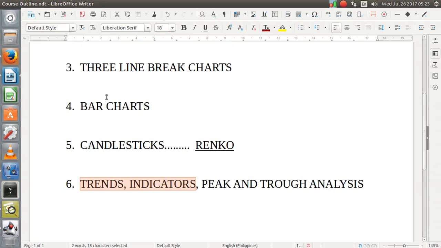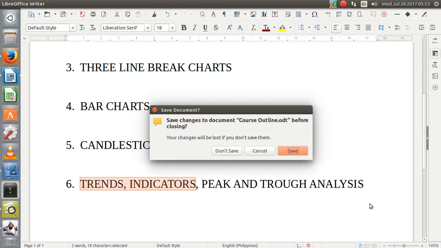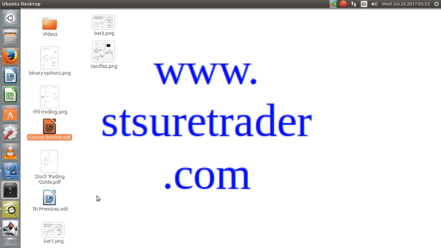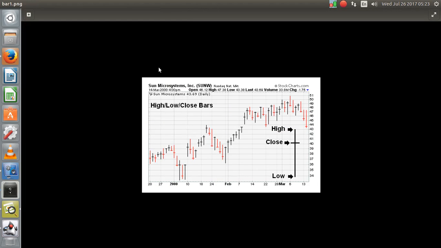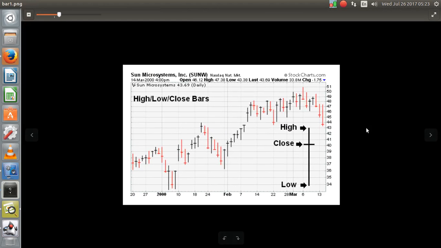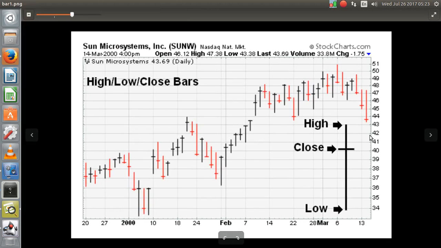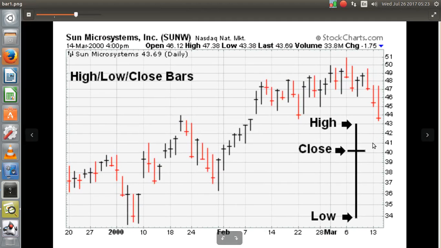Okay, let me close this one now. Okay, so let's go over to bar charts. How are bar charts computed? These charts are actually from Chart School. I just downloaded them and enlarged them so you can see them clearly, whatever video format you're using.